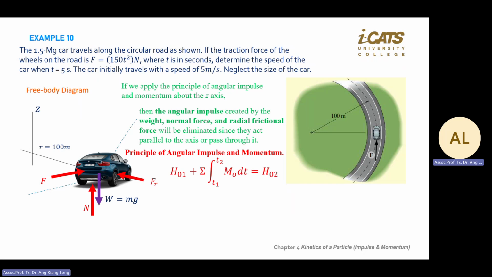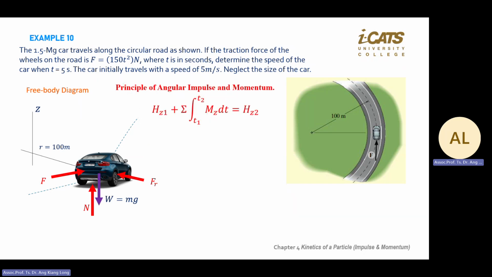So here we write the principle of angular impulse and momentum: H1 plus the integral from T1 to T2 of M_O dt equals H2. This is the principle of angular impulse and angular momentum. We modify it a little bit, because the initial general equation is about O. Here we're focusing on the z-axis, so you change the O into Z. Your datum is the z-axis.